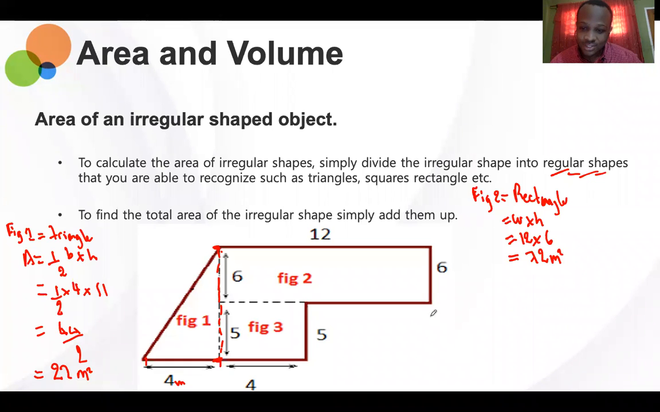All right, and figure 3. Figure 3 is a triangle, right? No, sir. Figure 3 is a what? It looks like a square. No. Check it again. It goes sideways. It comes in and then goes back to the side here. Look at your sides. Is this a square?